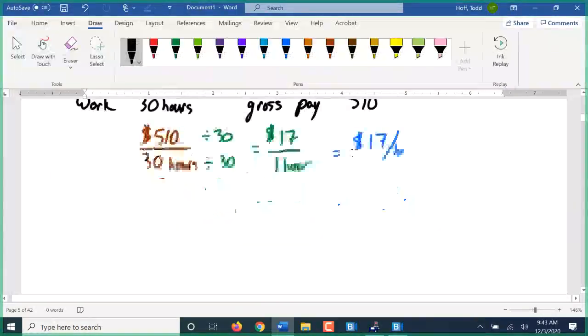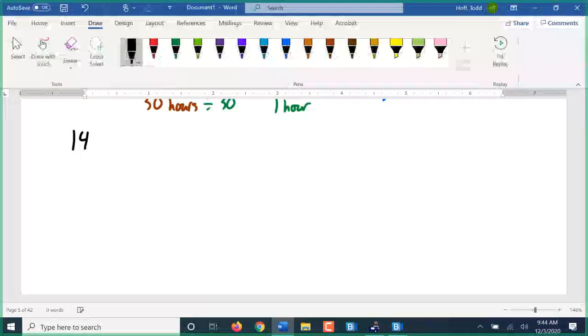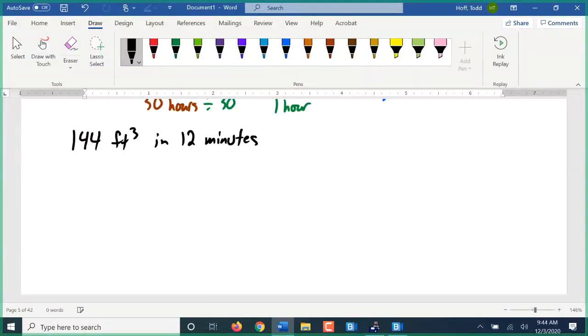Another rate, we might have flow rates. A pump might pump at, let's see here. Let's say that it'll pump 144 gallons, or cubic feet, let's do, in 12 minutes. So this is a rate of 144 cubic feet in 12 minutes.